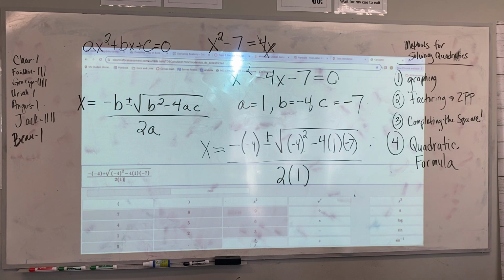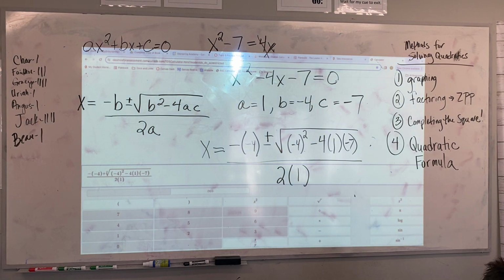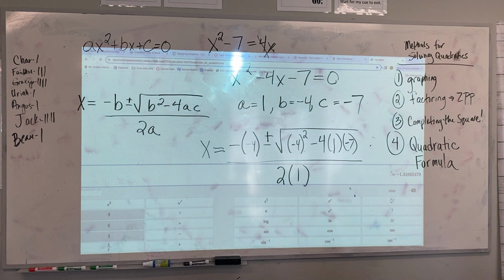Okay, now that I've gotten my first solution, what I would do is write that one down, because you definitely want it. So I write 5.32 rounded. You don't have to erase the whole thing. Just where it says plus, erase that and put a minus. Same exact everything except for subtracting that part. And look, totally different answer. Negative 1.32, about negative 1.32.